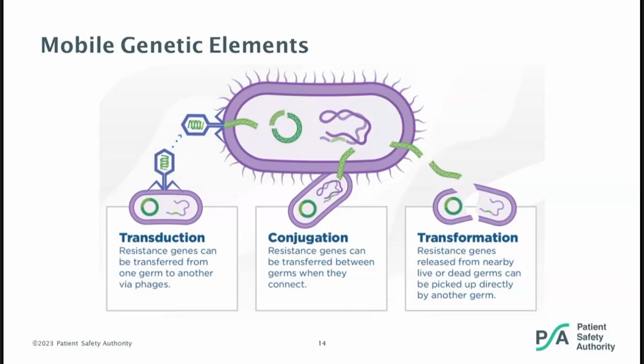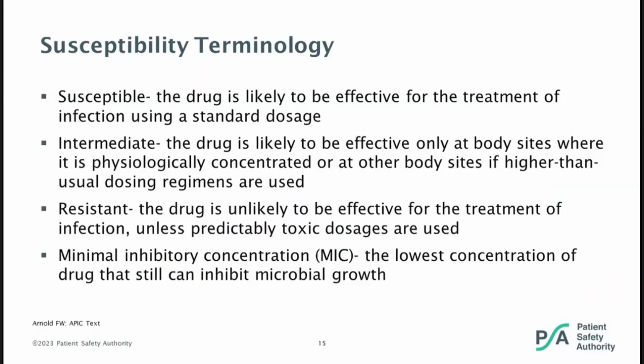Transformation occurs when a bacterial cell dies and bursts. With this, the intracellular contents are released and can be taken up by a living bacteria. If these fragments of DNA are incorporated into the chromosome of the living bacteria, it can acquire new characteristics, including antimicrobial resistance. Before we go into antimicrobial susceptibility, I want to cover some basic terminology.